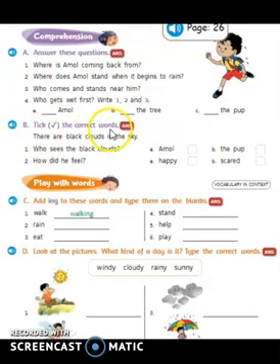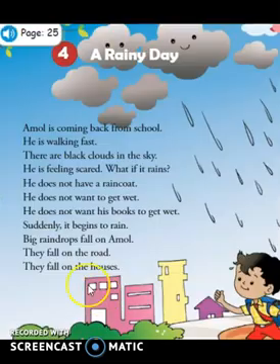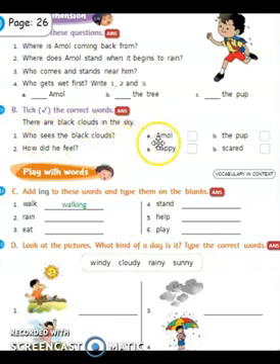Next one, tick the correct words. There are black clouds in the sky. Who sees the black clouds, Amol or the pup? So they have given two options. You have to put tick in the right option. So let's see. Amol is coming back from school. He is walking fast. There are black clouds in the sky. He is feeling scared. So here they talk about only Amol. So Amol sees the black clouds first. Okay. So you have to put a tick next to Amol.